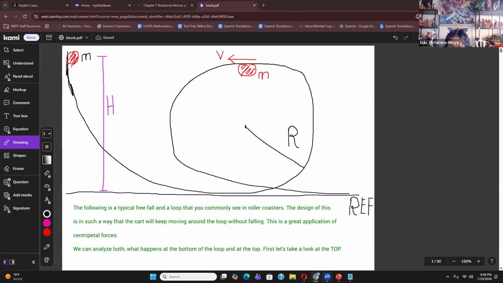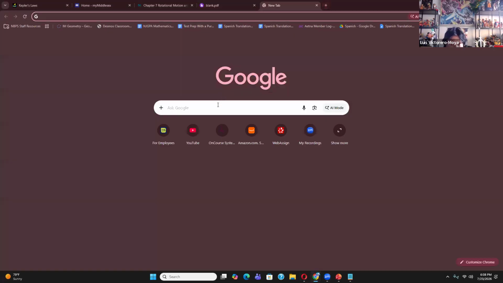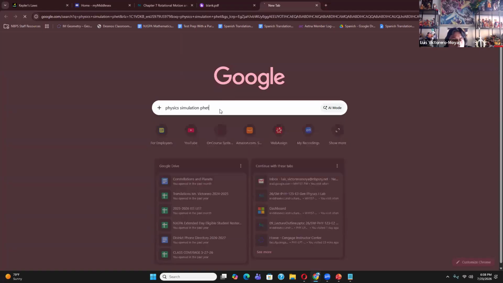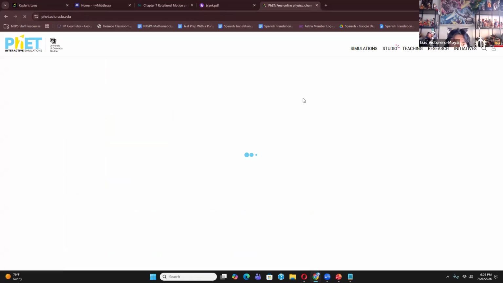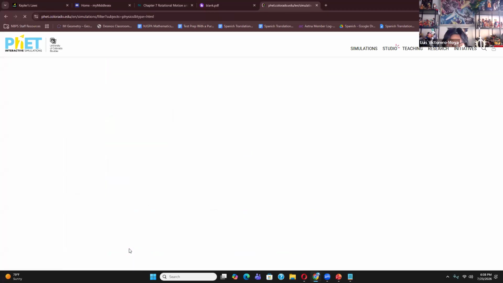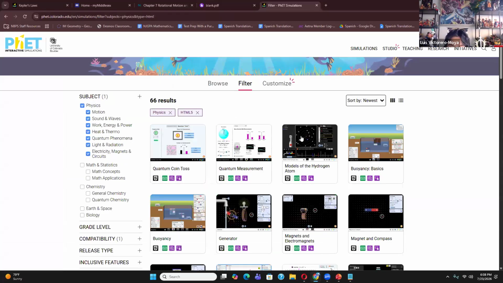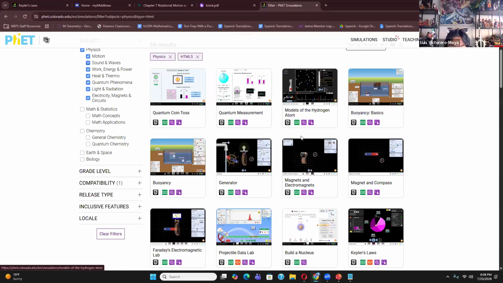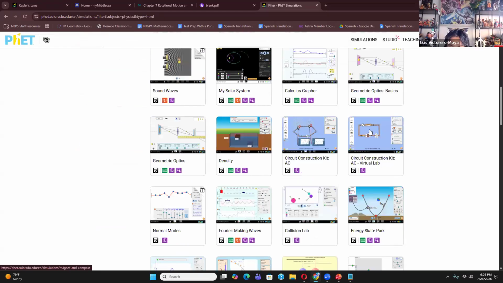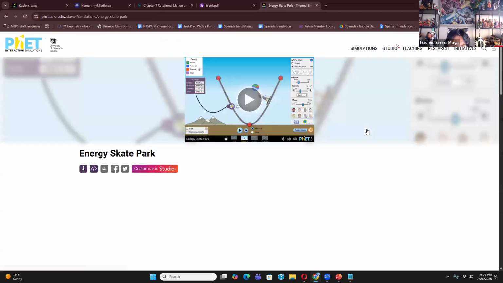You can find simulations online, and I had one here. You can find some simulations where we can recreate this. Roller coasters are probably the best, but the idea is to understand why a mass or an object moves the way it does. Why it doesn't fall, or why it actually completes the loop.